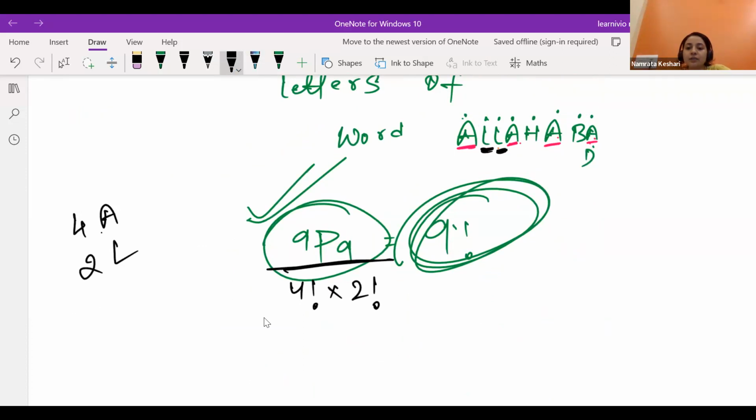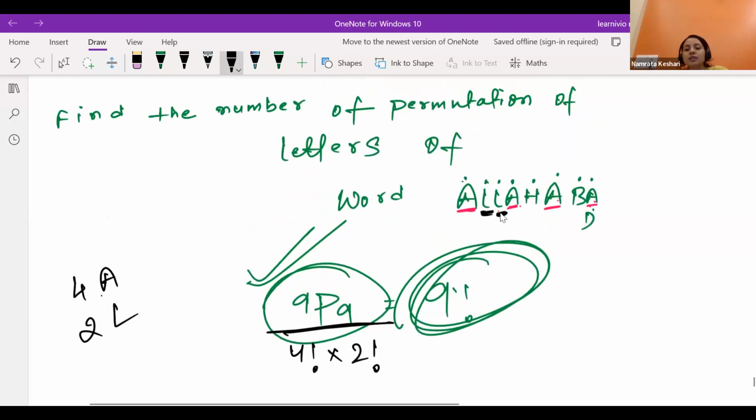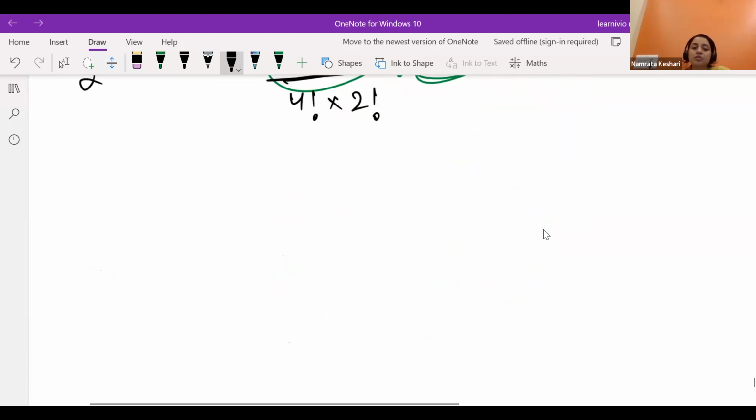Ali and Alina, are you getting it? So total 9 are there, and we want to arrange 9 at a time. So basically we can write 9 factorial, and in the denominator 4 factorial into 2 factorial will be there. The 4 came from 4 A's and the 2 came from 2 L's.